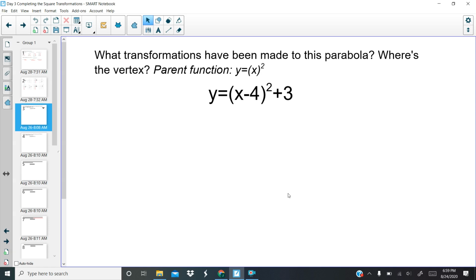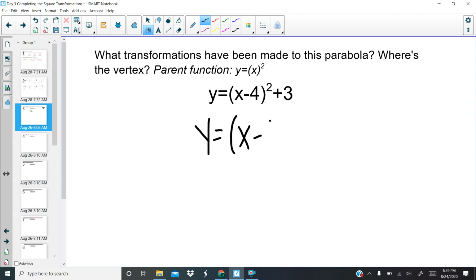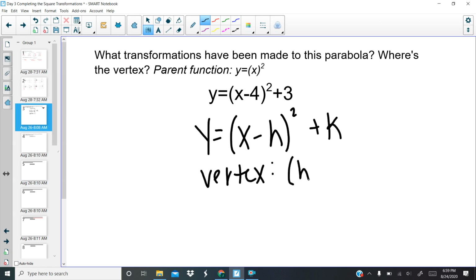Okay, so transformations of parabolas. The base equation of a parabola is y equals (x minus h) squared plus k. And what the h and k represent is that the vertex of that parabola is at (h, k).